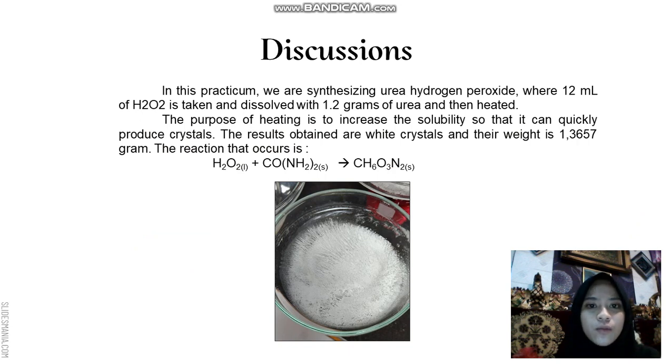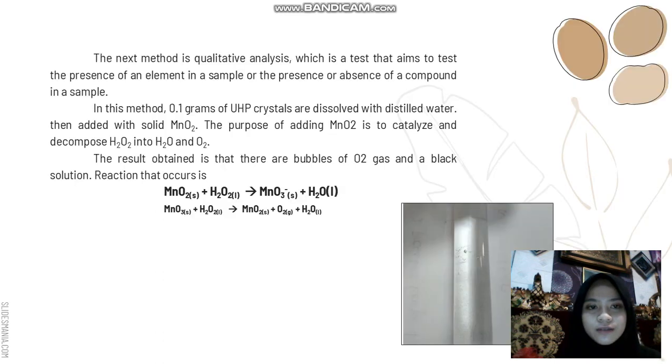In this practicum, we synthesized urea-hydrogen peroxide where 12 ml of hydrogen peroxide is taken and dissolved with 1.2 grams of urea and then heated. The purpose of heating is to increase the solubility so that it can quickly produce crystals.